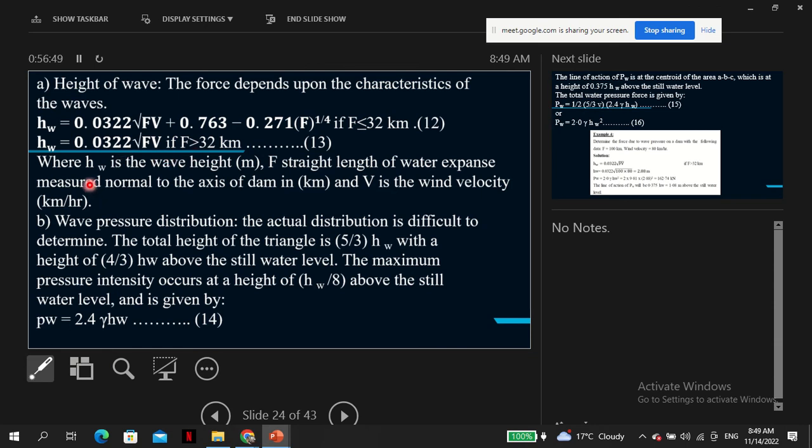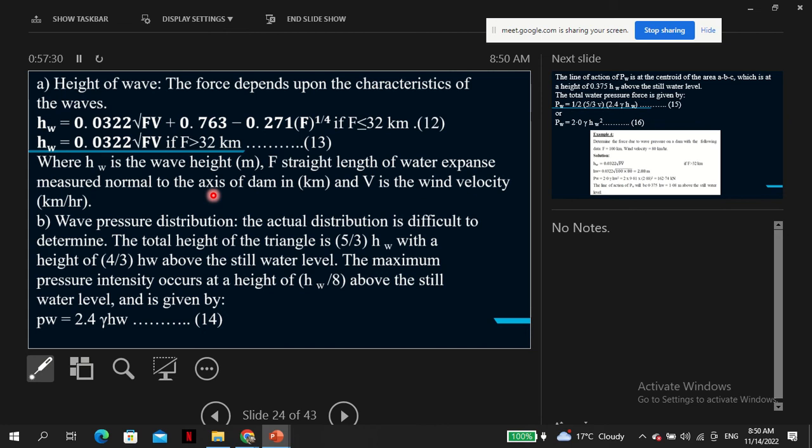So this is two things. If you want to find the force of the wave, consider that the height of the wave depends on the length. So HW is the height of the wave in meters. F is the straight length of the water expanse measured normal to the axis of the dam in kilometers. I think I already showed you. And V is the wind velocity. So you can see the height of the wave depends on the straight length of water expanse and the velocity of the dam. I mean, sorry, the velocity of the wind.